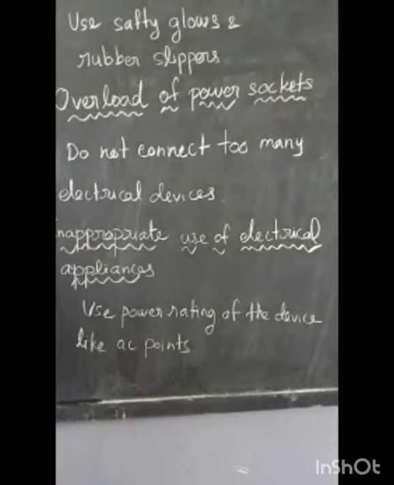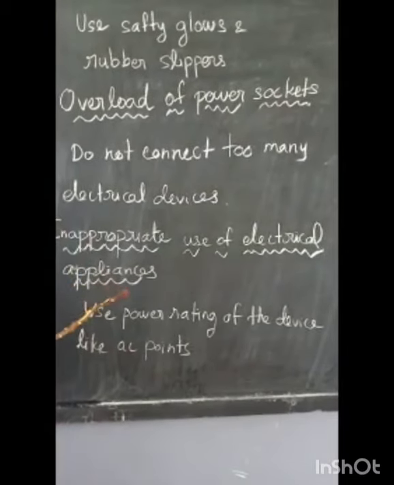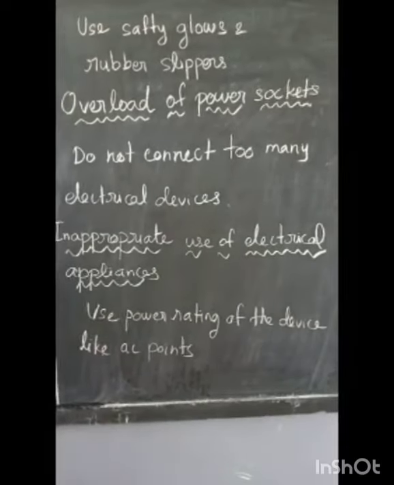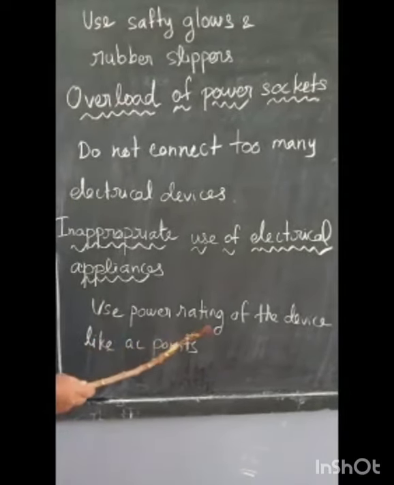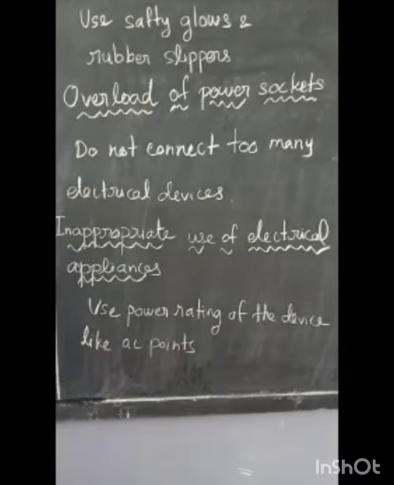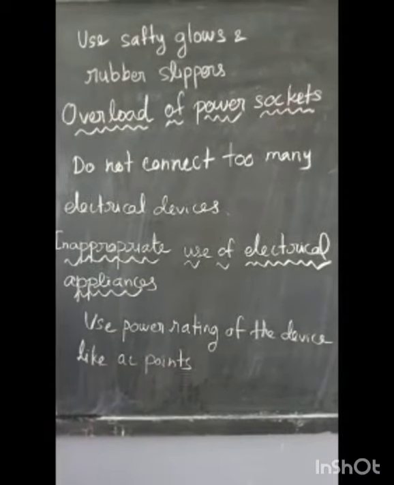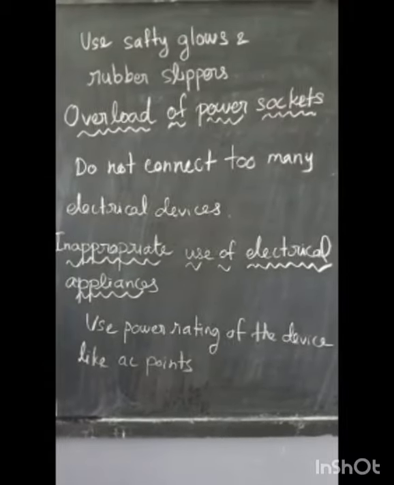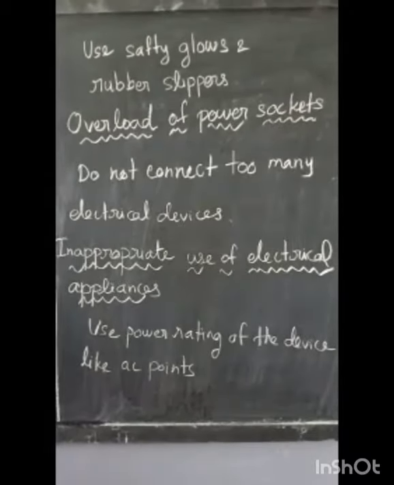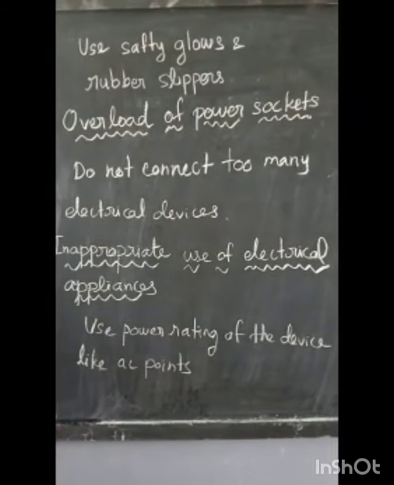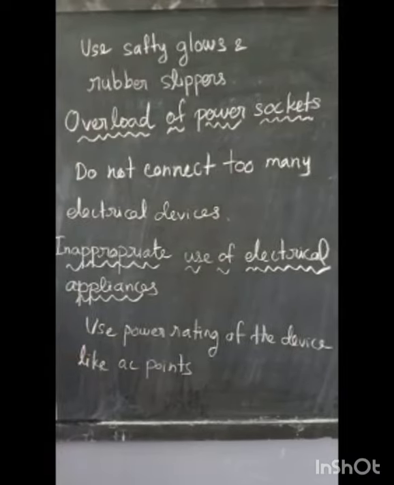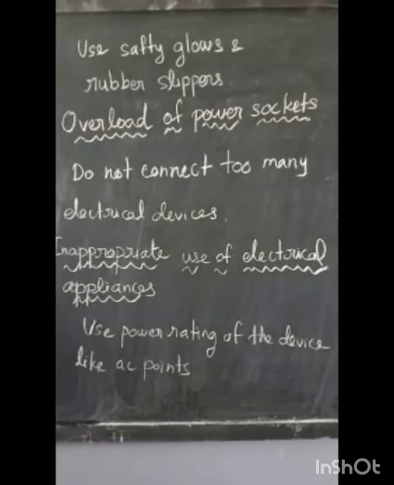Then next one, inappropriate use of electrical appliances. That is, you have to always use the power rating of devices like AC points, TV points, microwave oven points, etc. Definitely the voltage rating must be checked while using those electrical appliances.